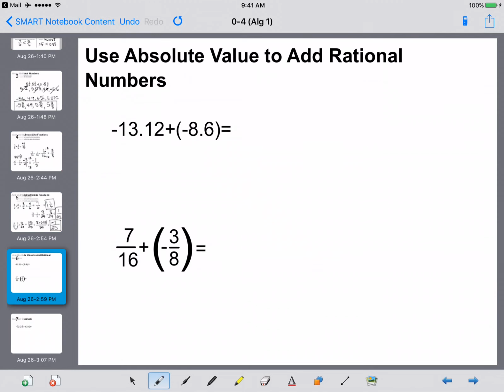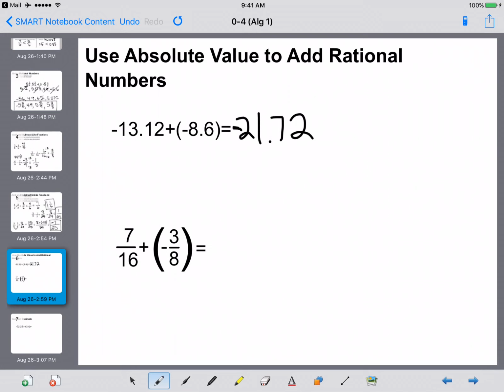And using absolute value to add rational numbers. So that's decimals, right? Same drill that we've been doing this whole time. A negative plus a negative is a bigger negative. So starting off adding our decimals, 0.6 and 0.12 get us 0.72. 8 plus 13 is 21. And it's a negative number because we had a negative plus a negative.